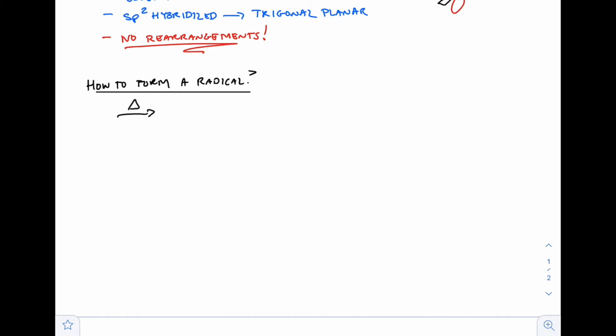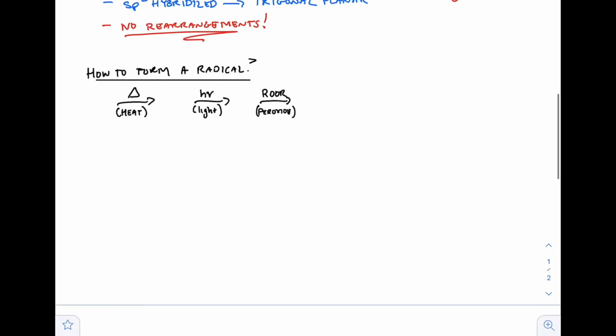So the big question: how do you form a radical, right? Well, you can use heat, which is indicated by this triangle, the delta symbol. H nu, or hν, is light. And then we can also have a peroxide of some sort. So ROOR is a peroxide with some R group on there. Hydrogen peroxide would just be a hydrogen on either side. And that's basically how we form radicals, right?